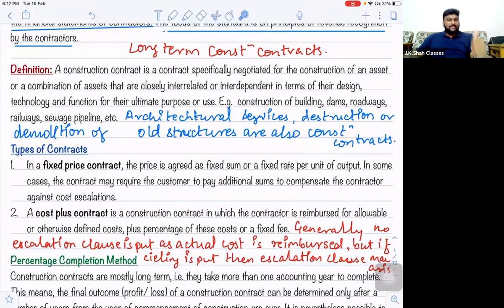Right? So please make a thumb rule. AS7 will be applicable only and only to long-term construction contracts. And such contracts mean they start in one year and end in some other financial year. I hope you're getting this point.